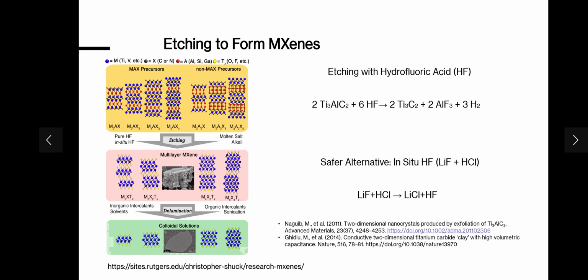There's another safer alternative that uses in situ HF, or hydrofluoric acid, generated by mixing lithium fluoride with hydrochloric acid. This yields MXene nanosheets. So that is the top down.